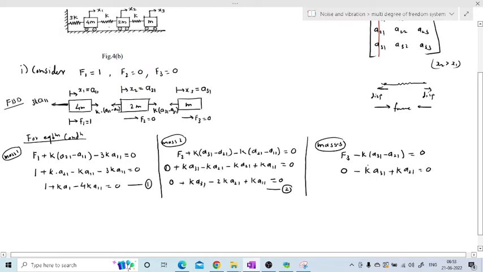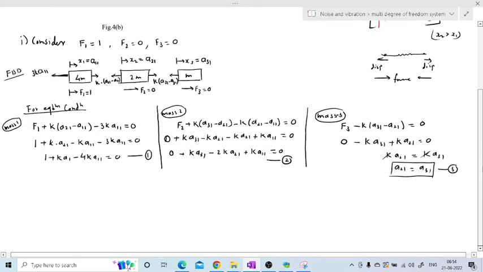So just transfer this minus term to the right side. So K A21 will be equal to K A31, this minus will become plus. Now cancel K, so we get A21 equal to A31. So this will be equation number 3. So we have 3 different equations from mass 1, mass 2 and mass 3.